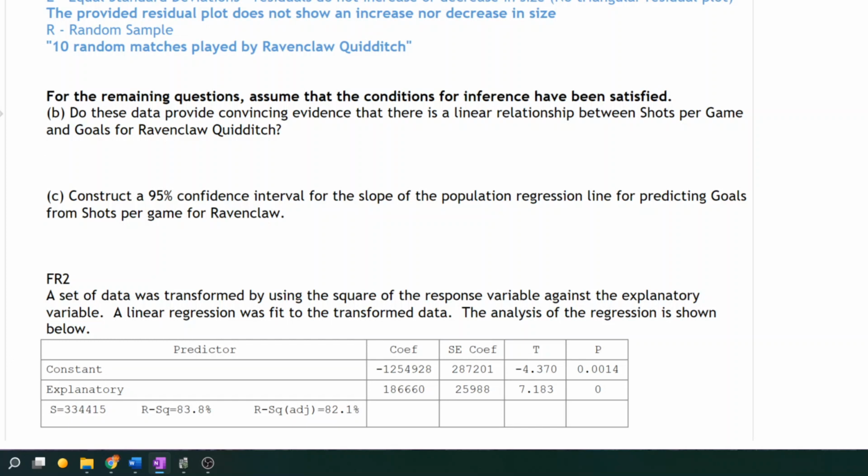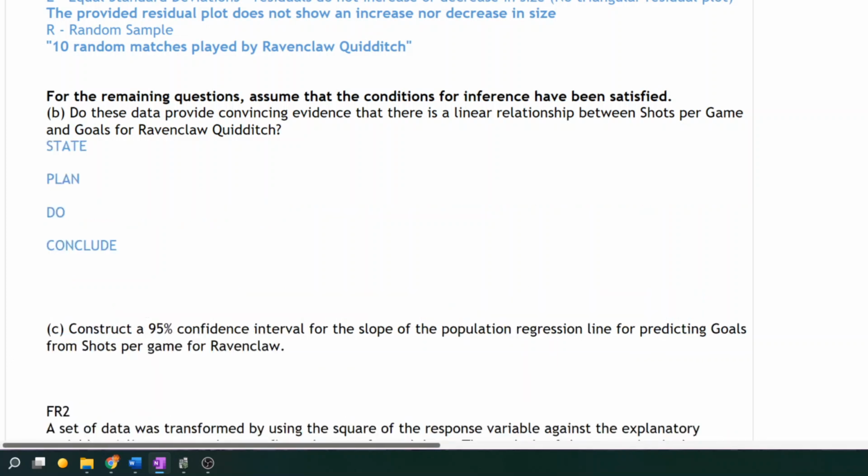It's kind of unlikely that on any single question you would do both a hypothesis test and a confidence interval. So this is a little bit of an unlikely question, but in the interest of doing a practice test, you probably would want to do both. So for letter B, we're going to state, plan, do, and conclude for evidence of a linear relationship.